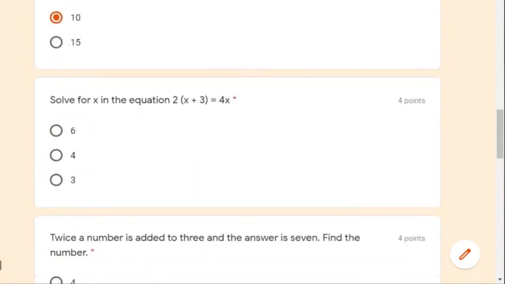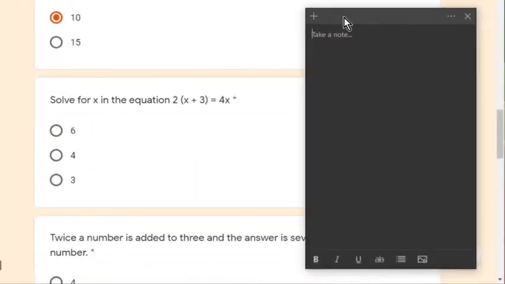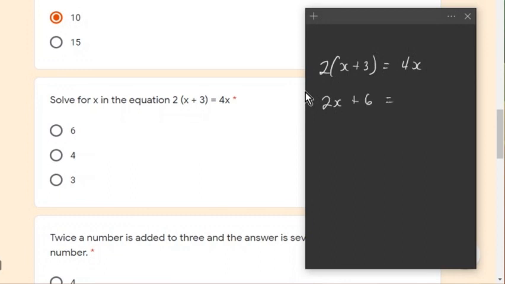Solve for x in the equation. So I have 2 bracket x plus 3 is equal to 4x. I can't add x to 3, so I have to expand what I have in the bracket. So I'll get 2x plus 6 is equal to 4x.